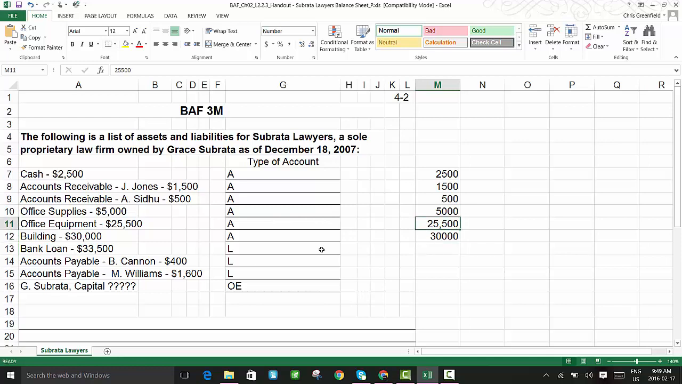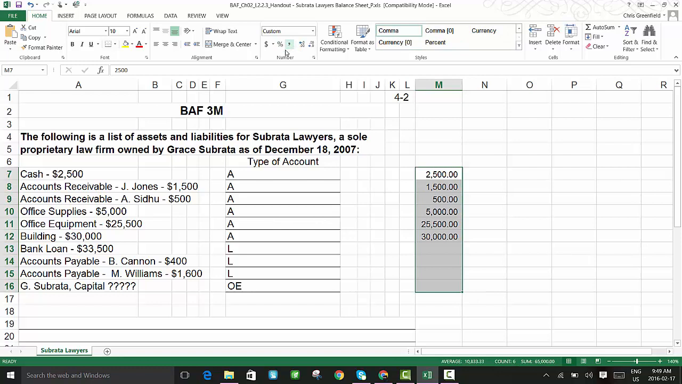We should make sure that we are formatting these all consistently. Since we all have round numbers, I'm not going to worry about having decimal places, but I do want them all to be commas, not percentages. So I'm going to go up to my customization pane, change that to commas, and remove the decimal places. Then going back to the bank loan, I have $33,500 for that. I have $400 for my first account payable and $1,600 for the second one. This last number here is the one I want to know the answer to.